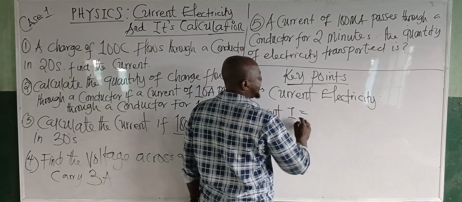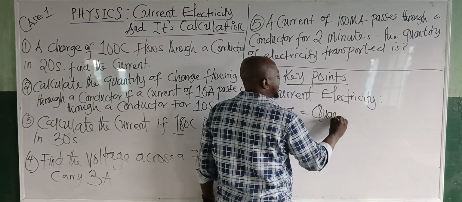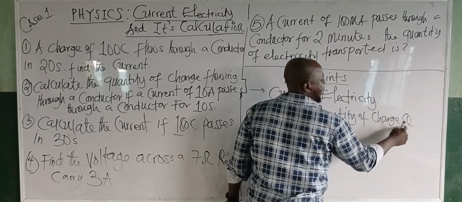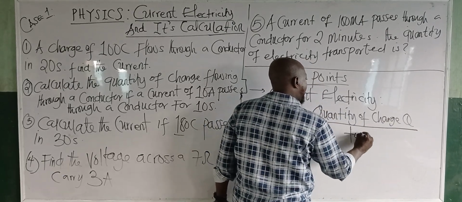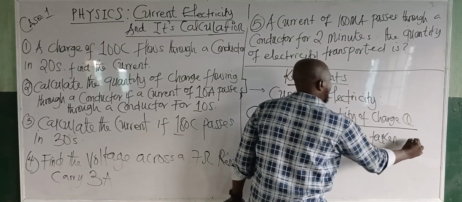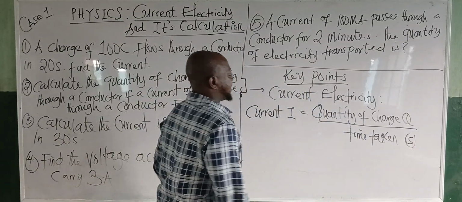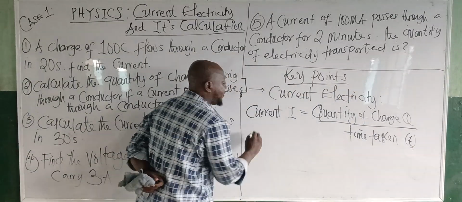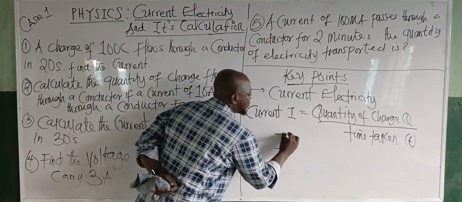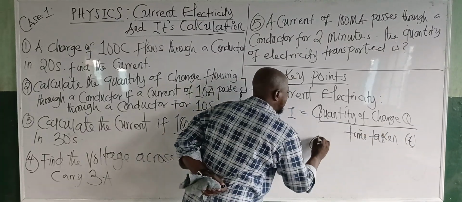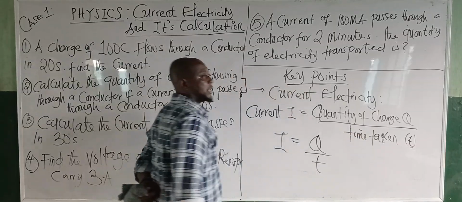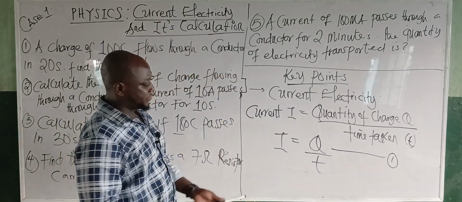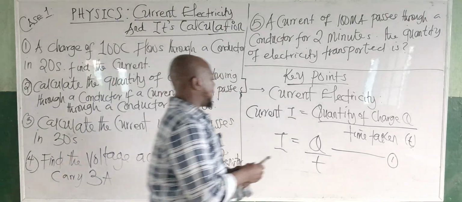So mathematically, we say current, which is I, is given as quantity of charge, which is Q, all over time taken, which is T, small t. So we say I is also given as our quantity of charge over time. This becomes our equation 1. This is what we need to note as our equation 1.